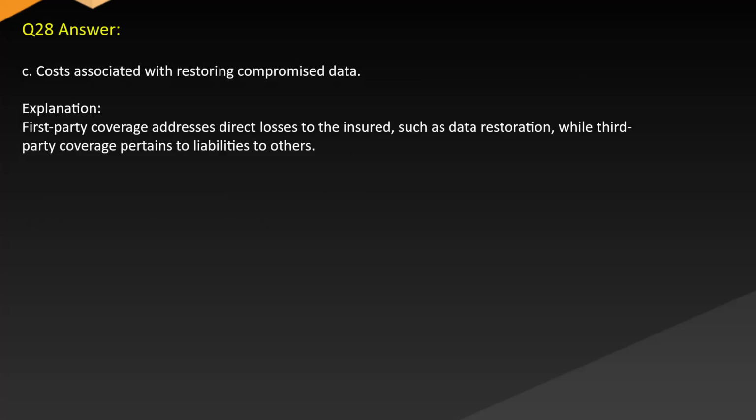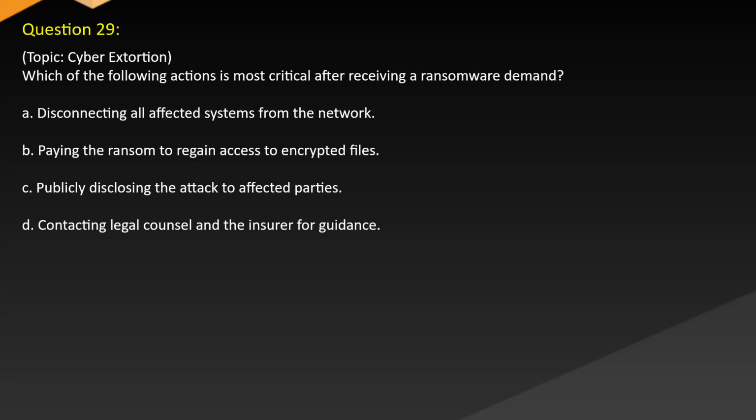Answer C. Costs associated with restoring compromised data. Explanation: first-party coverage addresses direct losses to the insured, such as data restoration, while third-party coverage pertains to liabilities to others. Question 29. Topic: cyber extortion.